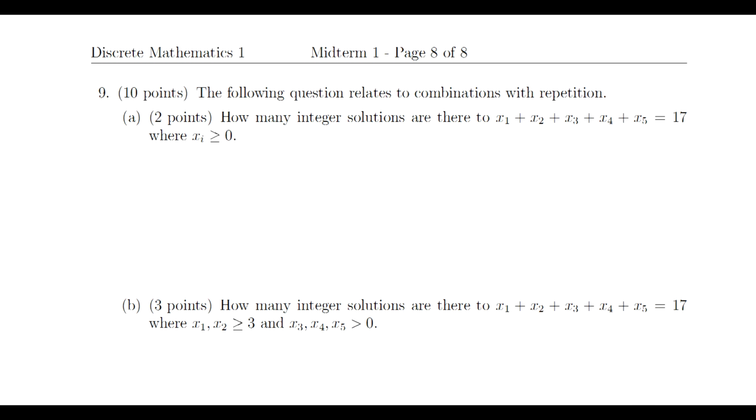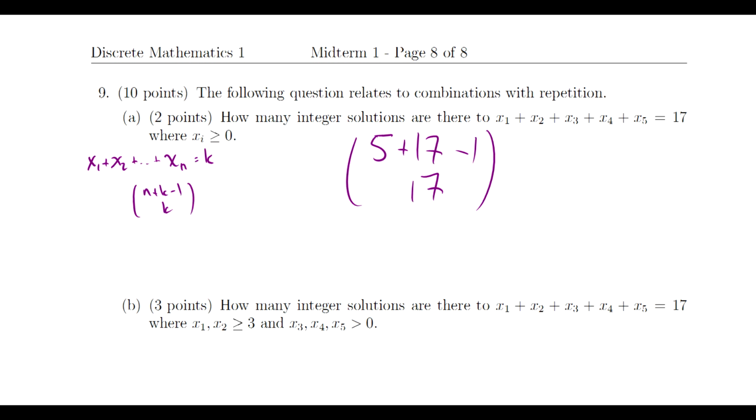So you can look at it that way, or you can remember that if you have x1 plus x2 all the way up to xn is equal to k, then that's the same thing as n plus k minus 1 choose k. So that's a nice easy way of looking at it. So this will be the same thing as 5 plus 17 minus 1 choose 17. If you need a more in-depth explanation of why this works, definitely check out the combinations with repetitions video. It was a redone video that I did much better, and it's really going to help you with that.